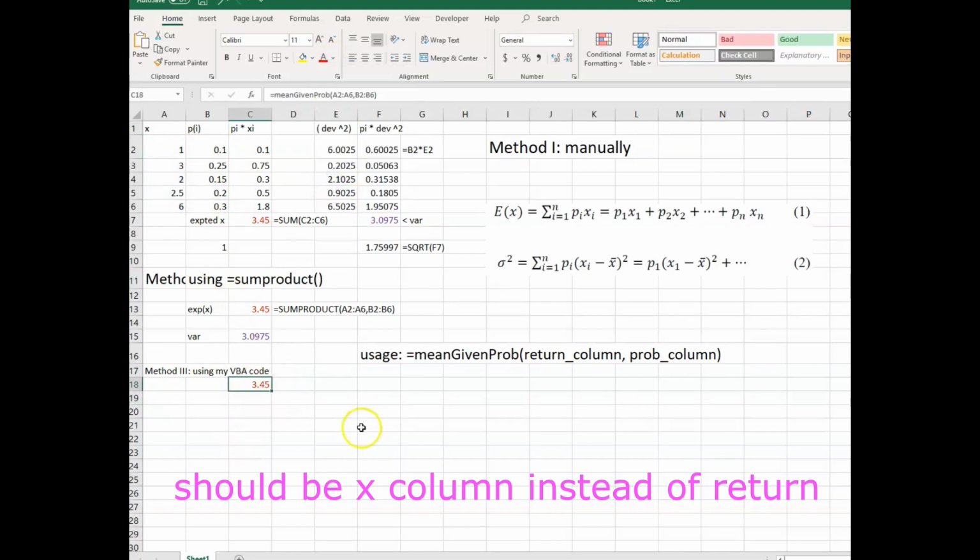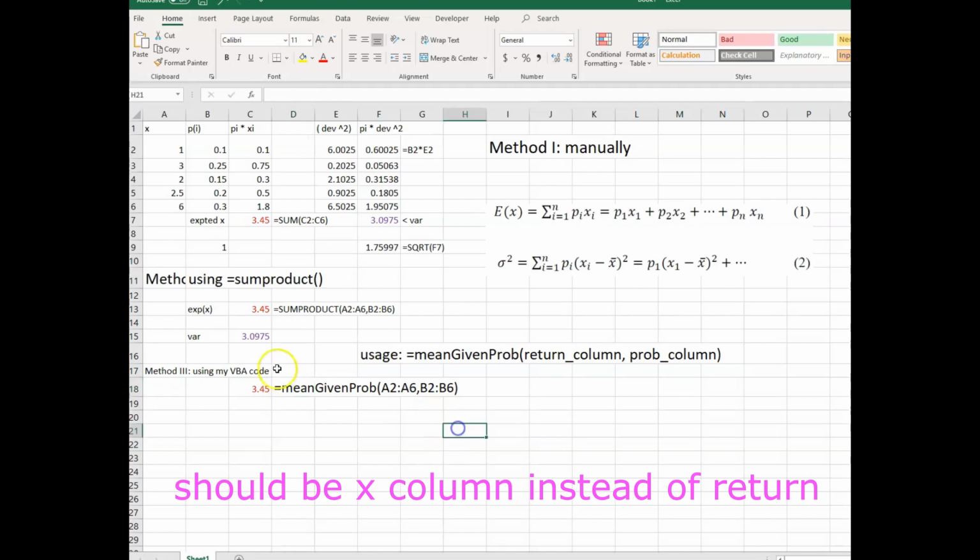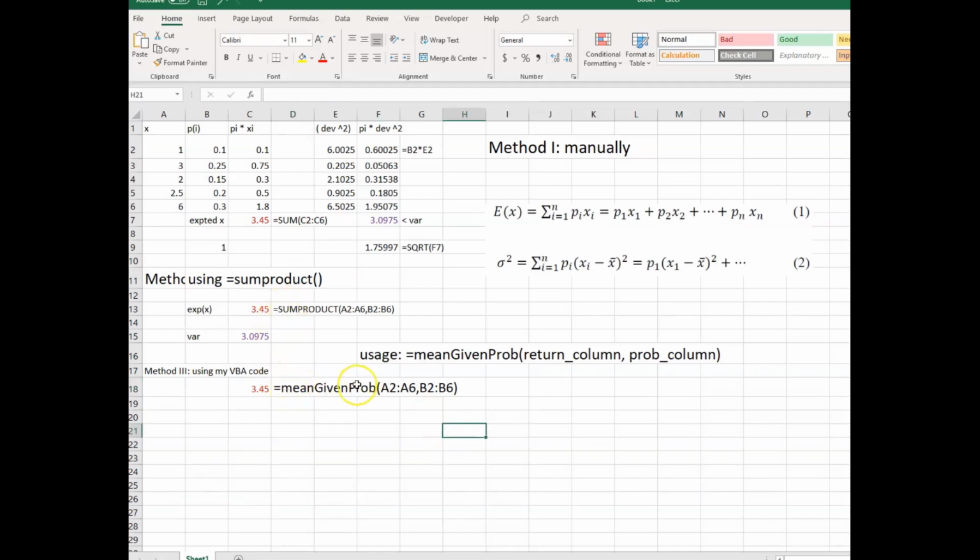The advantage of my method is actually it's quite similar. You see this, I'm going to show formula. If you look at my VBA, it's quite similar to the SUMPRODUCT. The only advantage is that conceptually it's very, very clear. We know we are going to calculate mean given probability. Now I'm going to repeat this to calculate variance given probability.